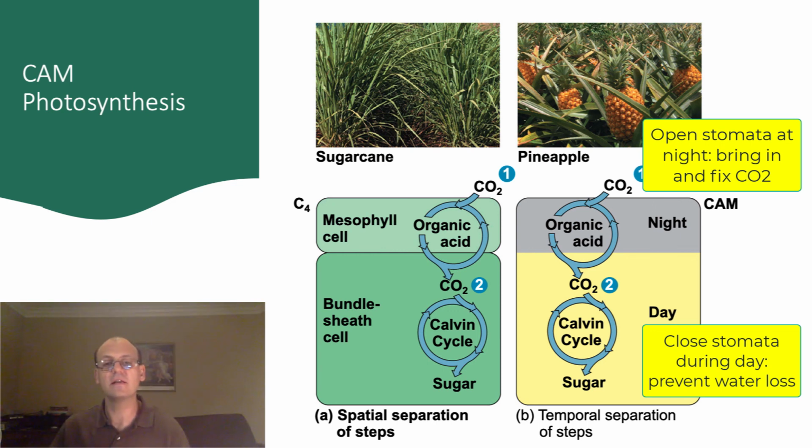So you can see that both C4 and CAM plants accomplish the same thing, but in very different ways. In C4 plants, the carbon fixation and Calvin cycle are separated into 2 different cells. In CAM photosynthesis, carbon fixation and the Calvin cycle are separated in time, with the carbon fixation happening at night when carbon dioxide can be brought into the leaves without excessive loss of water.